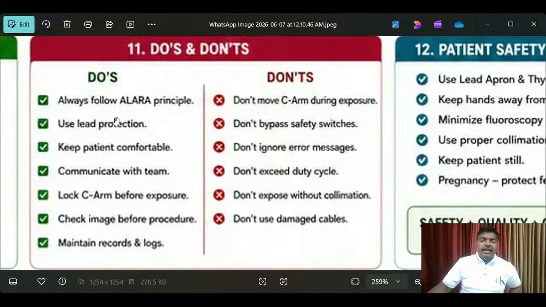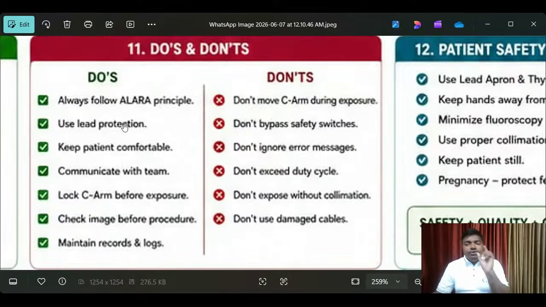I will try to finish this one, the ALARA principle. Okay, next: use lead protection and keep the patient comfortable, communicate with the team, log the CM before use exposure, check the image before the procedure, and maintain records and logs. These are the do's.